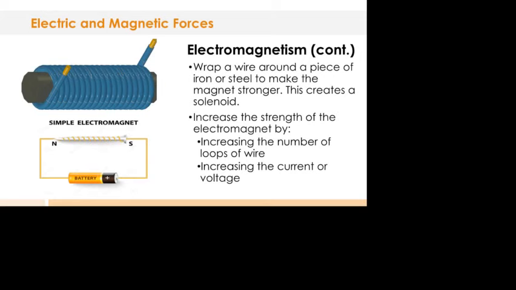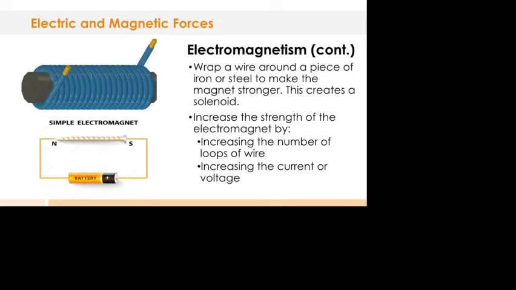And I know there's not a place in your notes specifically to put this, but somewhere on the outside edges of your notes, I want you to put that wrapping a wire around a piece of iron or steel creates a solenoid. S-O-L-E-N-O-I-D. You're going to want that in your notes for your test this week. So we can increase the strength of any electromagnet by increasing the number of loops in your wire, or by increasing the current or voltage. And you can do that by adding a larger battery, or you can do it by adding more batteries.